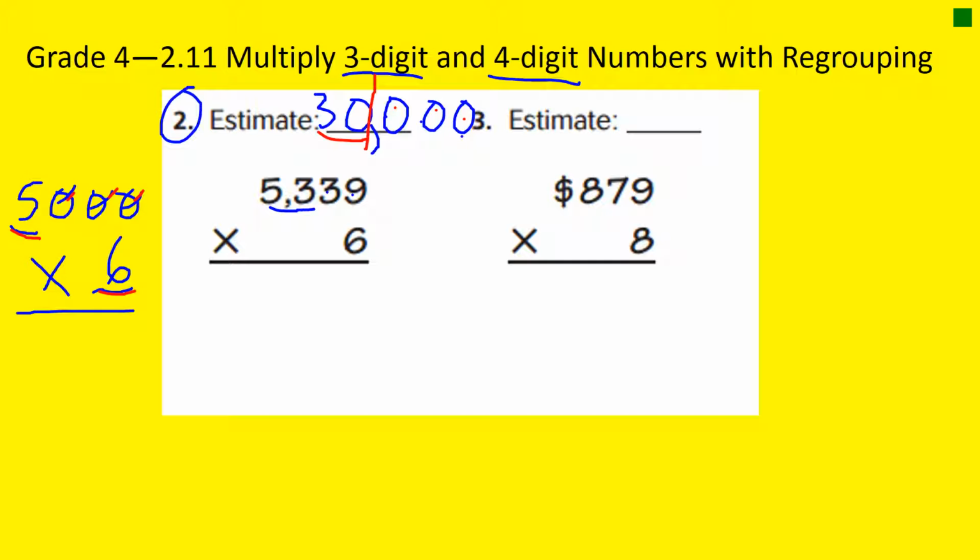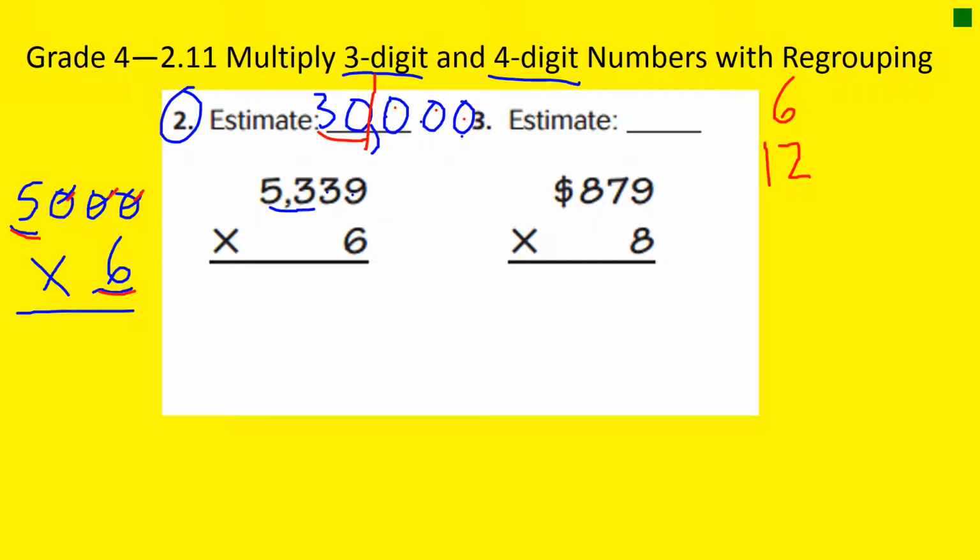Okay? All right, guys. So I'm doing some multiplication on number 2 by 6. It's 5,339 times 6. Now, if you are not a 6 times tables champion, you might want to write your 6's down the side of your workbook page, just like this. 6 times 1 is 6.